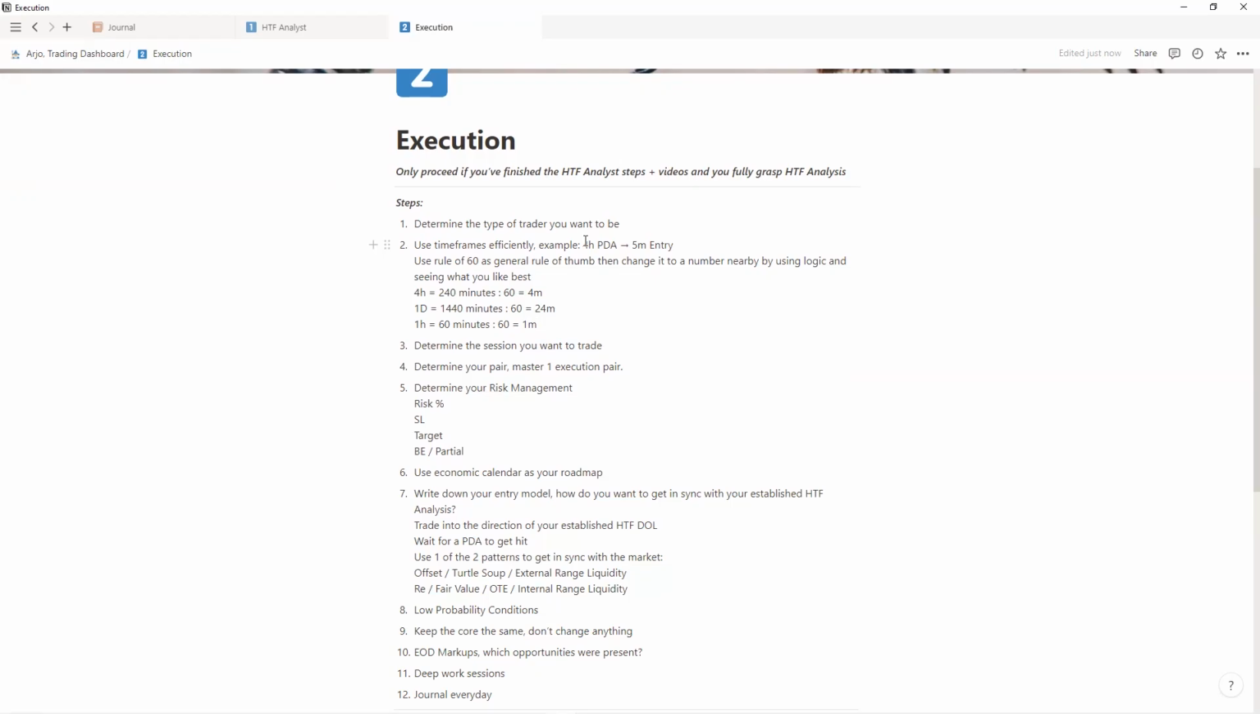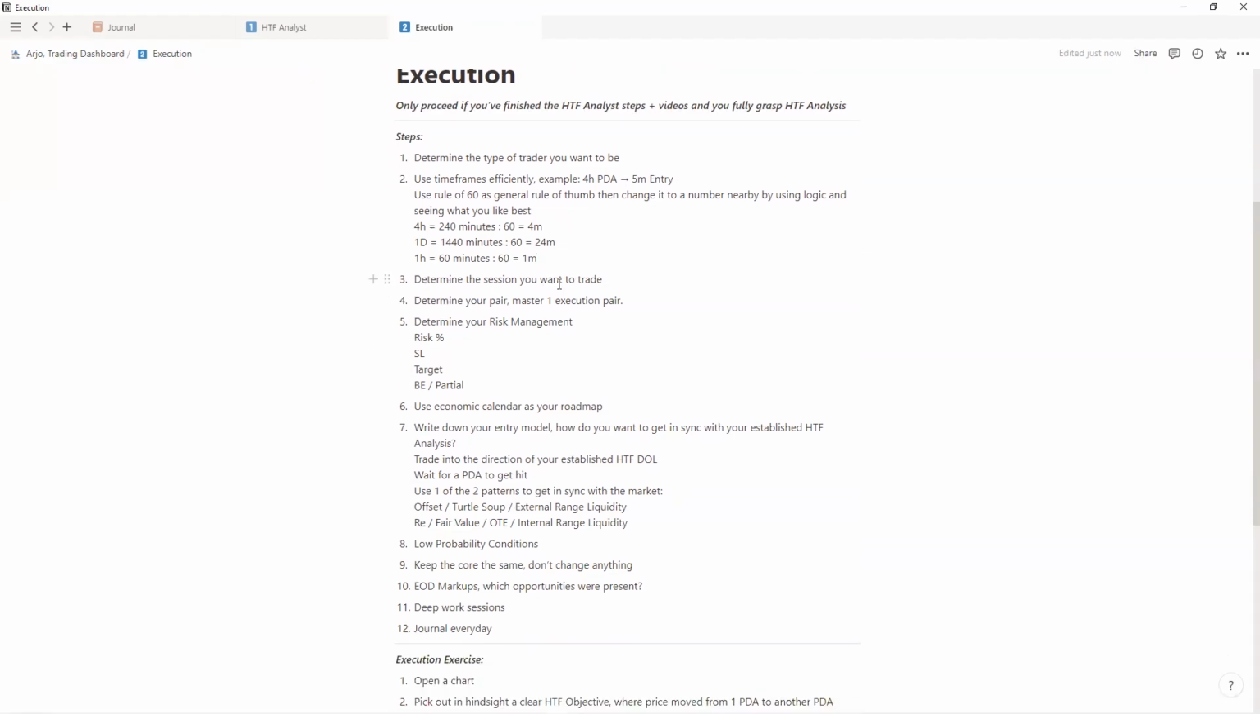Like for me, 1 hour PDA, 1M confirmation will be the exact same. I just switch time frames. My plan doesn't change, only my time frames change. So that's very important to notice as well. Determine session, very personal. Determine your pair. Master 1 execution pair. So ideally, you want to master 1 pair.